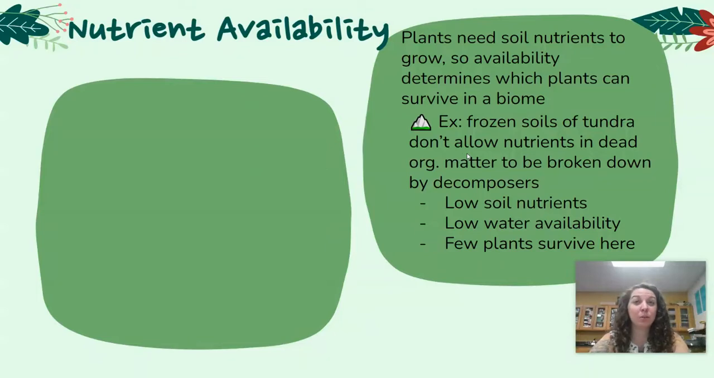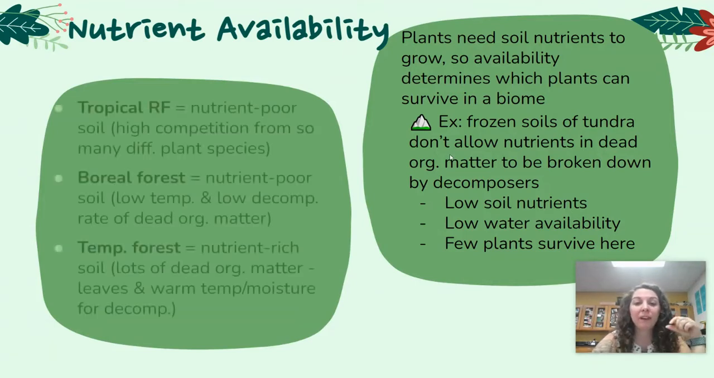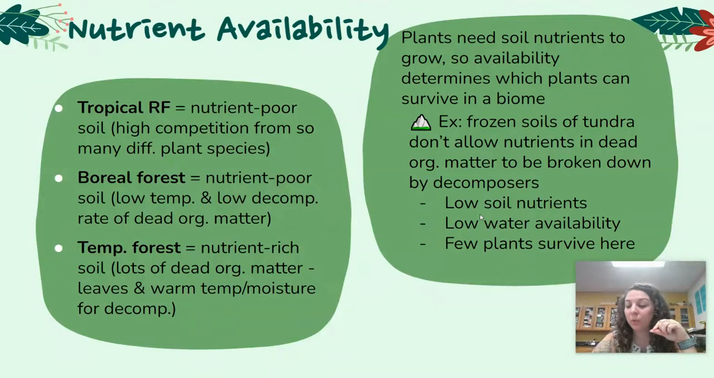So if we look at the tundra, for example, it's got very low nutrients in its soil because the soil's frozen. There's a big layer of what we call permafrost, so it doesn't allow those nutrients and things that are dying to be broken down by the decomposers. So we've got low soil nutrients, low water availability, so very few plants survive there. There's only a very small active layer in that soil where the plants are going to be able to get their roots to.